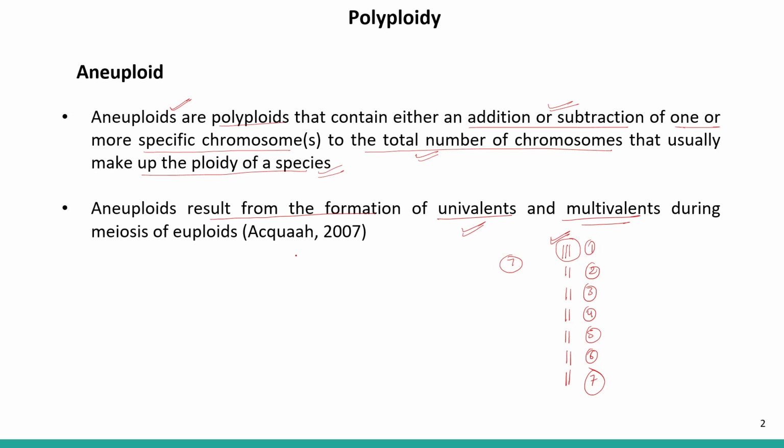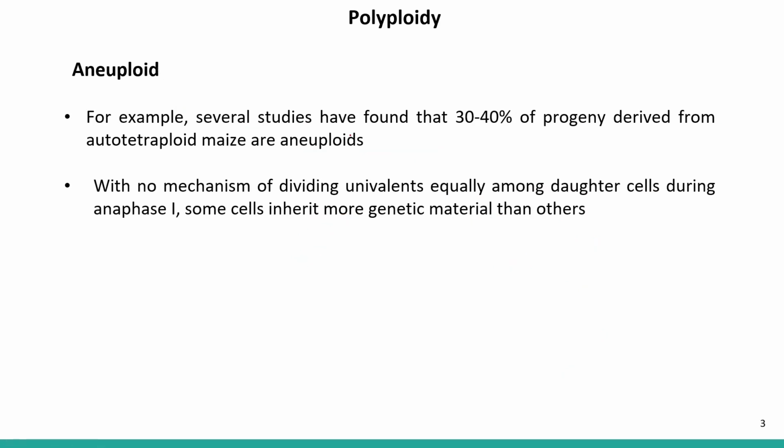So let us see in more detail how the aneuploids are formed. For example, several studies have found that 30 to 40% of the progeny derived from autotetraploid maize are aneuploids, with no mechanism of dividing univalents equally among the daughter cells during anaphase I. Some cells inherit more genetic material and others less.